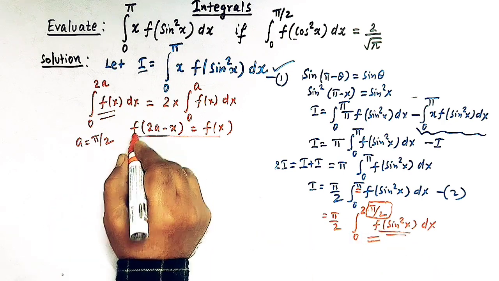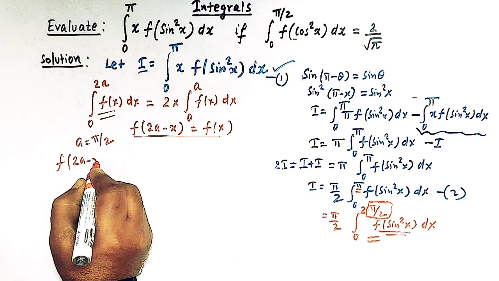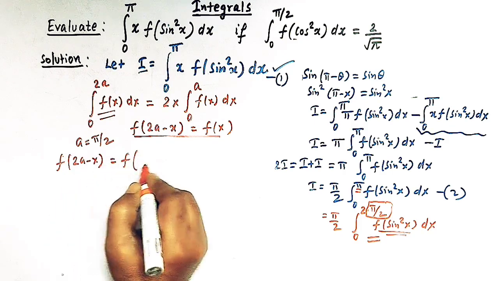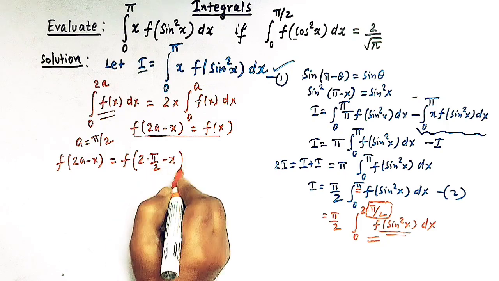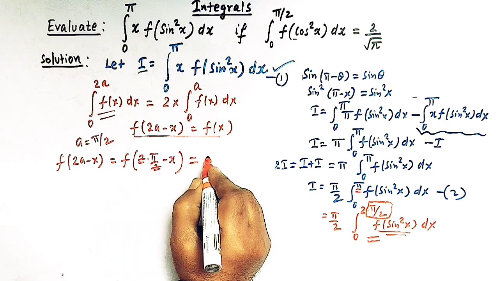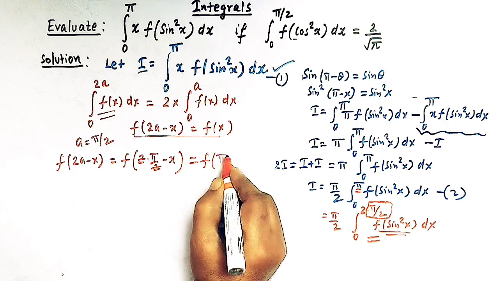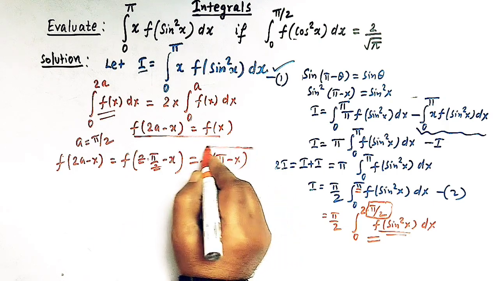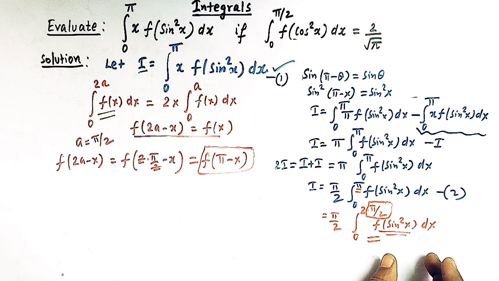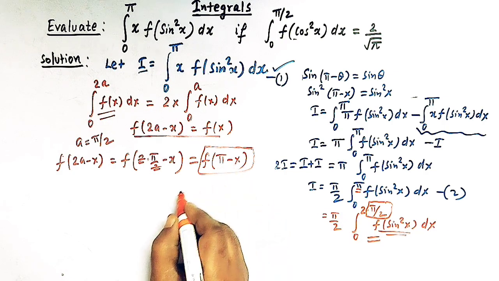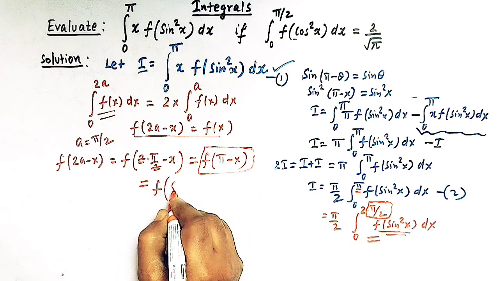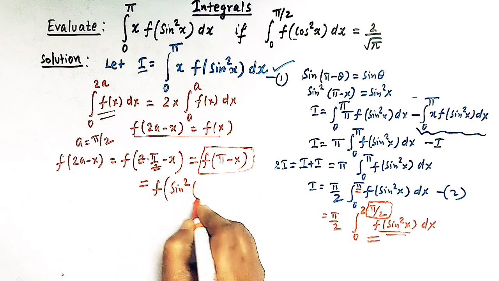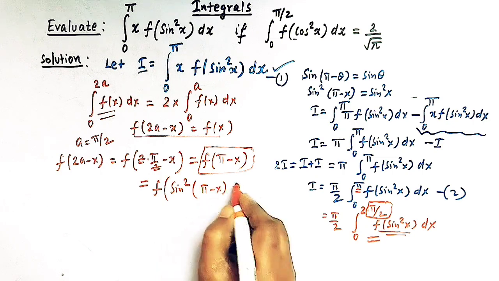So here f of 2a minus x is given by f of 2 times, here we have pi by 2 minus x, and this 2 and this 2 get cancelled, and we have f of pi minus x, and f of pi minus x can be obtained by replacing this x by pi minus x. So we have here f of sine square pi minus x, right?